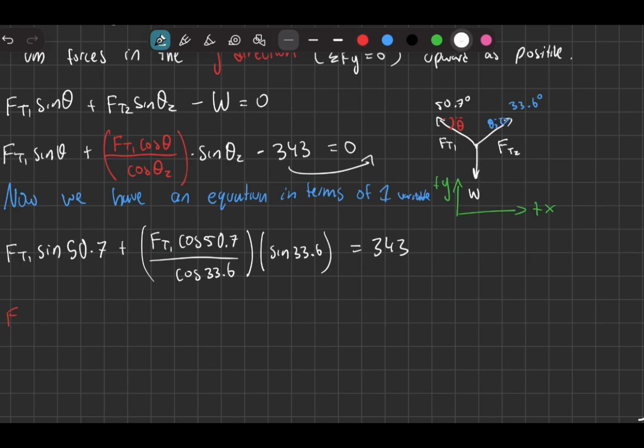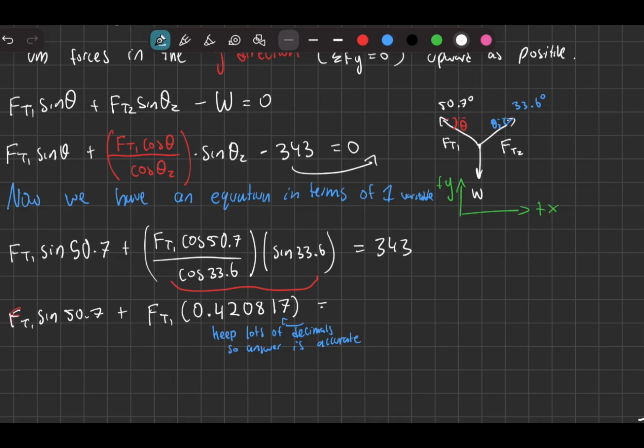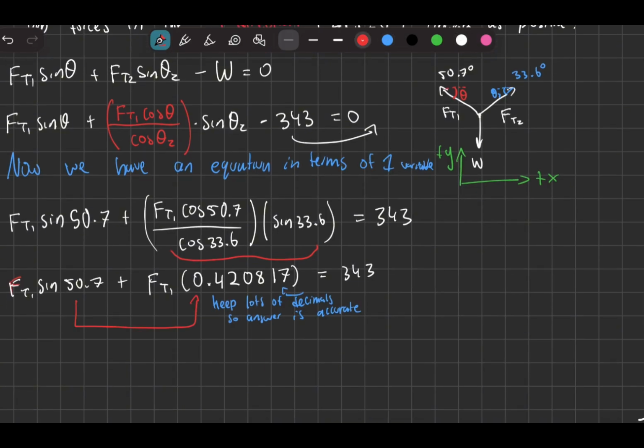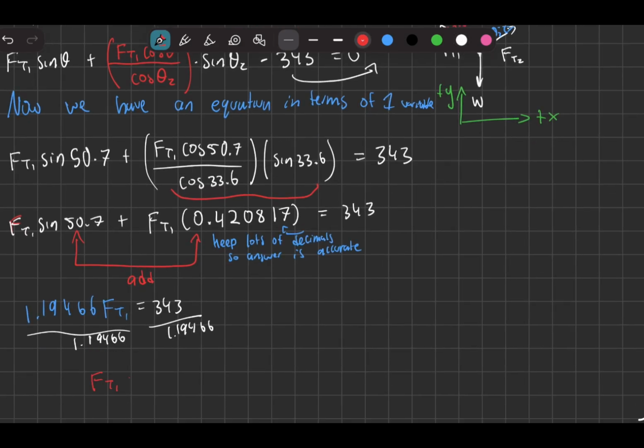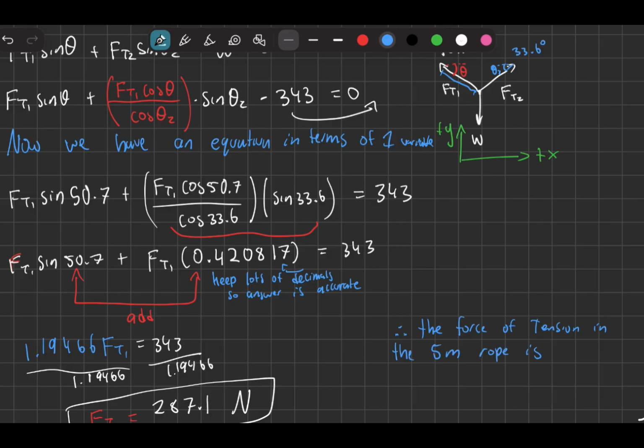We get FT1 sine 50.7, and now I'm multiplying and dividing all of these small cosines and sines so that we can get it in terms of an actual number. Now, this number is going to be very small, and it's important to keep all the decimals because they're important to keeping the final answer accurate. Now, FT1 and FT1 are both the same variable, so now we can add just like we would if FT1 was x. Now we can isolate for FT1, and finally we get that the force of tension in the 5-meter rope is 287.1 newtons.